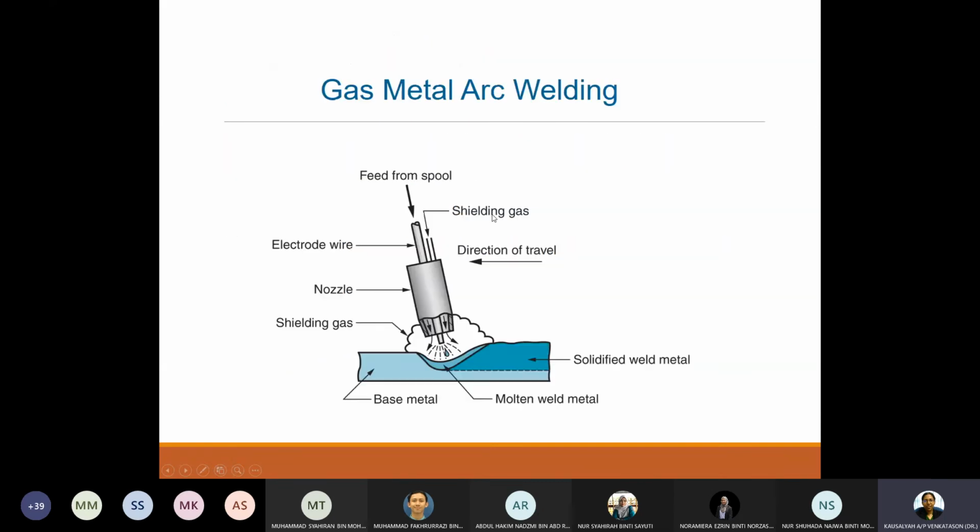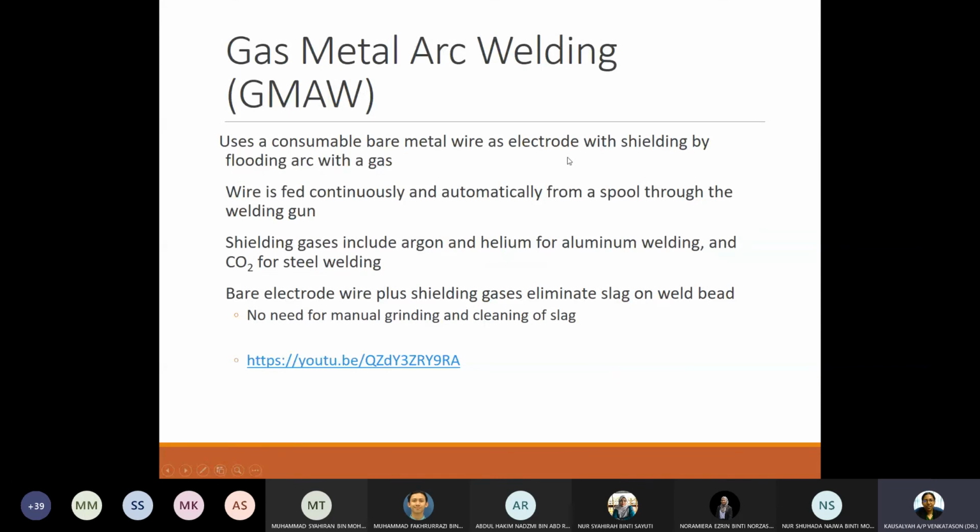Okay, the next one we come to will be gas metal arc welding. What this does is it uses a consumable bare metal wire as the electrode, with shielding by flooding the arc with a gas. The wire is fed continuously and automatically from a spool through the welding gun. So basically the wire is the consumable bare metal.